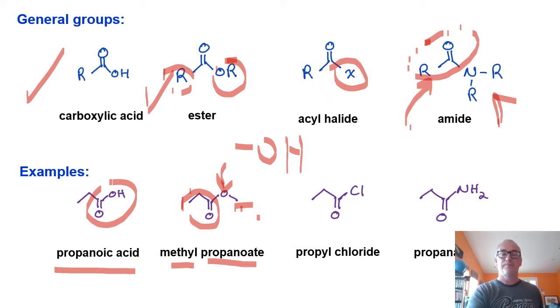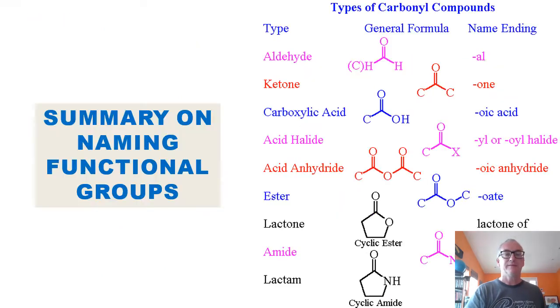And then here we have propanoic acid reacted this time with chlorine. The chlorine kicks out the hydroxyl group and we're left with propanoyl chloride. And then if we have an amine, we just call it propanamine, which at least is much easier to say, right? So here's some of the summary on naming these things.